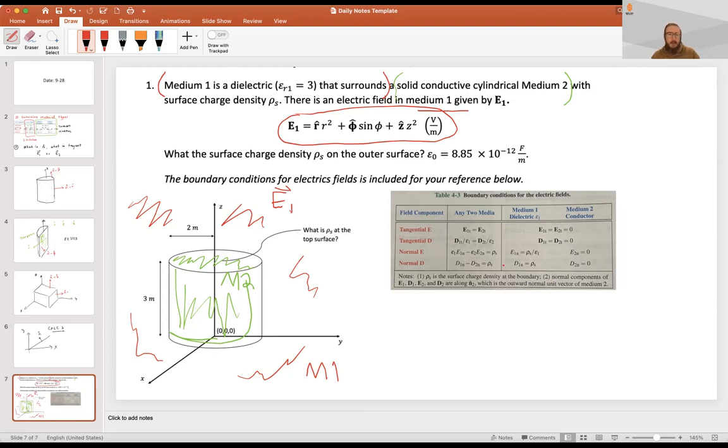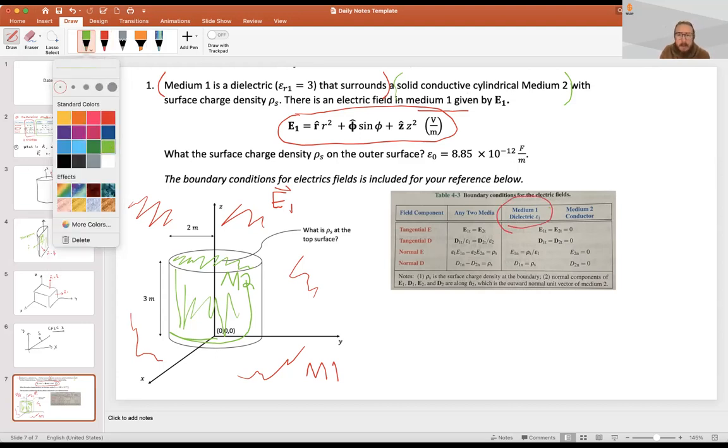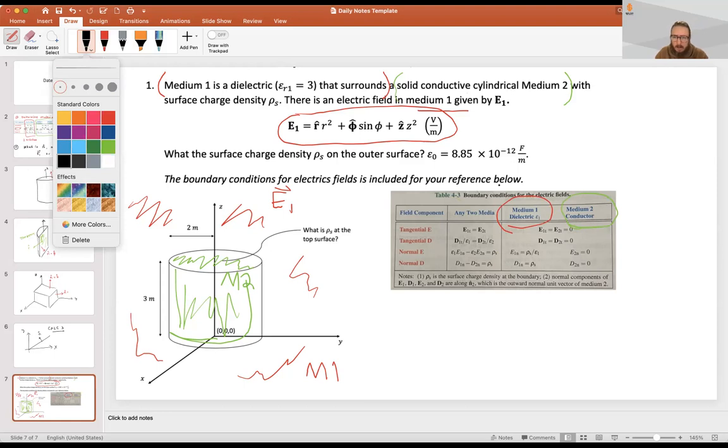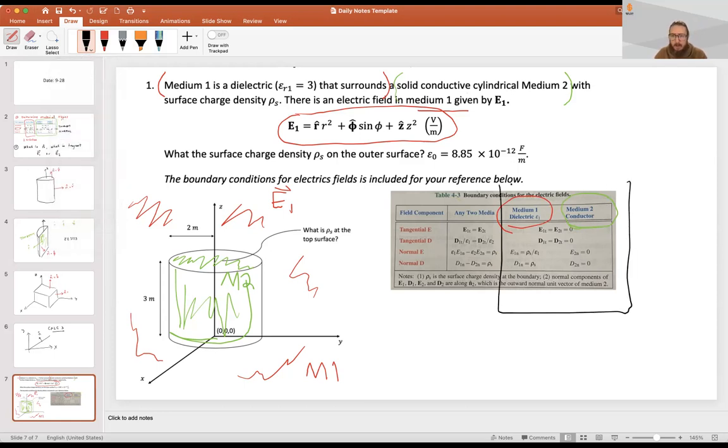And then going back to my rules: determine the material type. We determined medium 1 is the dielectric and medium 2 is a conductor. So we must be in this realm, using this side of the table for sure. And we're trying to find this surface charge density.